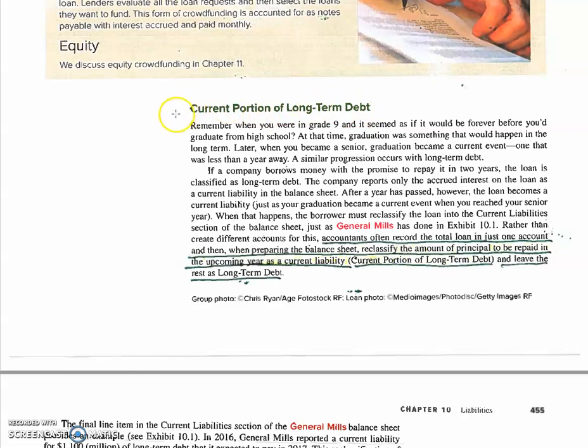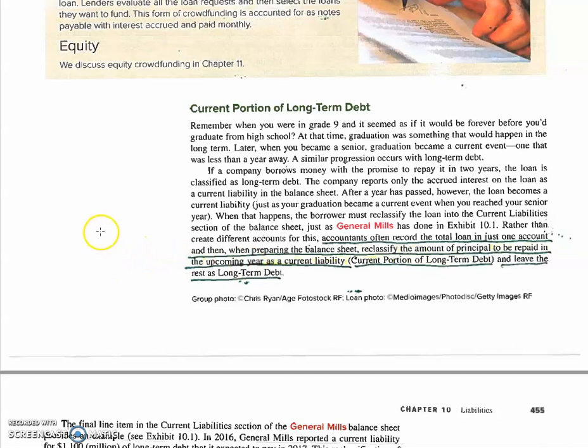And quite often you don't actually see an account on the books as current portion of long-term debt. Instead, the loan is just carried as notes payable. And as it says right in here, accountants often record the total loan in just one account, and then when preparing the balance sheet, reclassify the amount of principal to be repaid in the upcoming year as a current liability, current portion of long-term debt, and leave the rest as long-term debt.